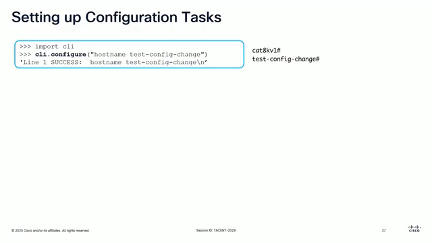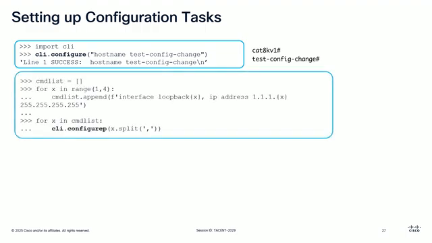Now, one of those modules that's made available to us is the CLI module. This is going to allow us to send commands to the underlying host device and interact with it. One of the functions available to us is the configure function. This allows us to send configuration commands to the underlying IOS XE host. Here we send the hostname command to change the hostname of the device.